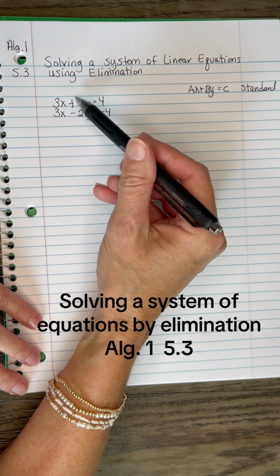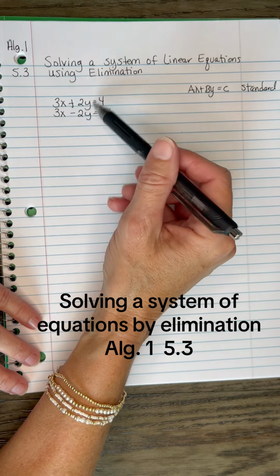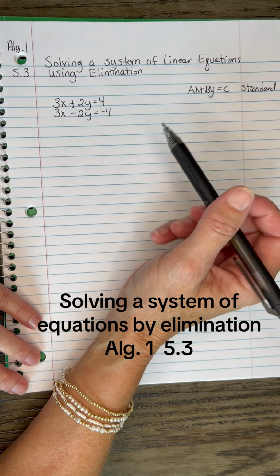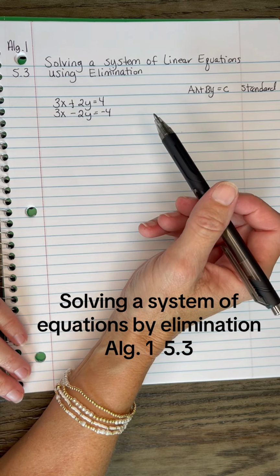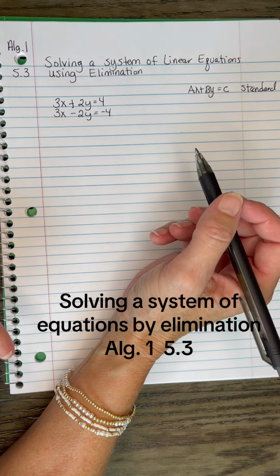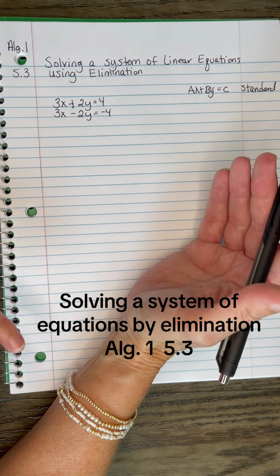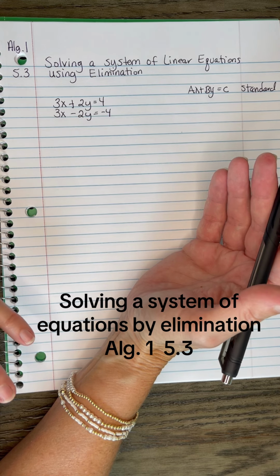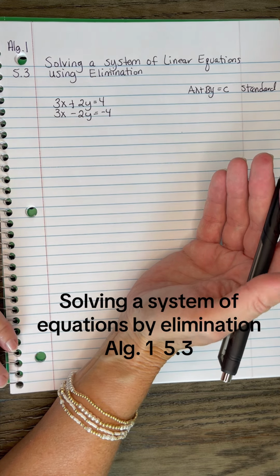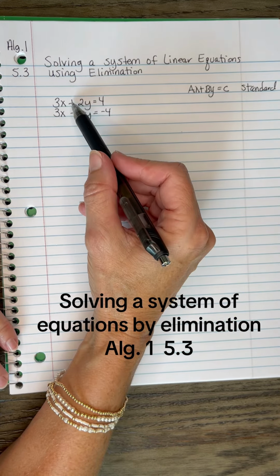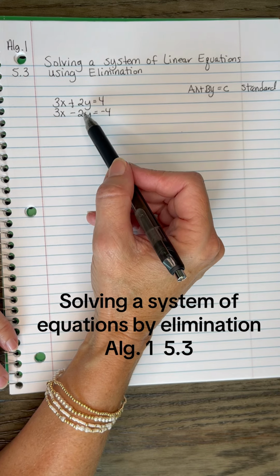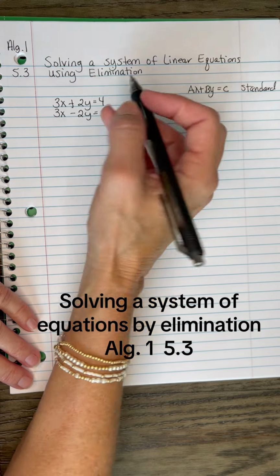What you want to look at is your columns and make sure your x's and y's and your constants are lined up. And then look for any opposites, because we need to eliminate either the x's or the y's so we can solve. We can't solve if there's two variables in a problem. We have to get it down to just one variable. And you'll notice that I've got a positive 2y and a negative 2y. So that's the ones I'm going to eliminate.